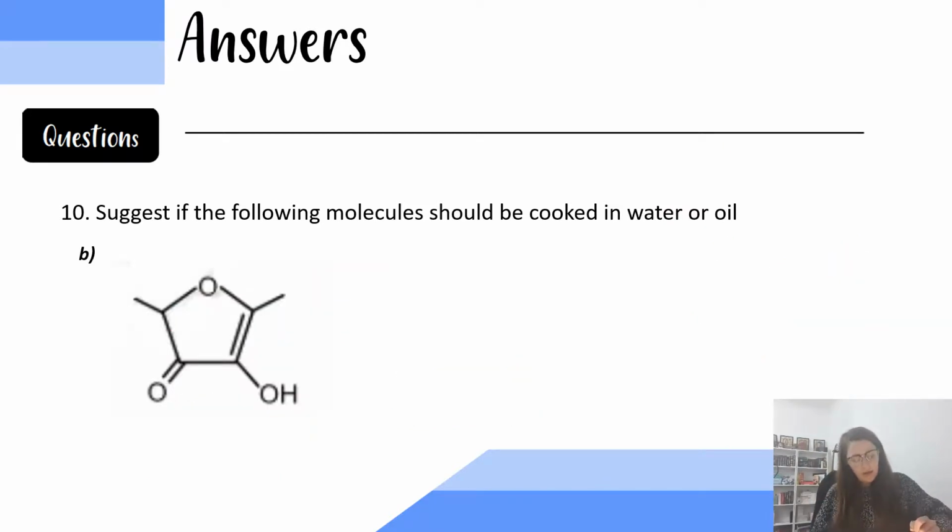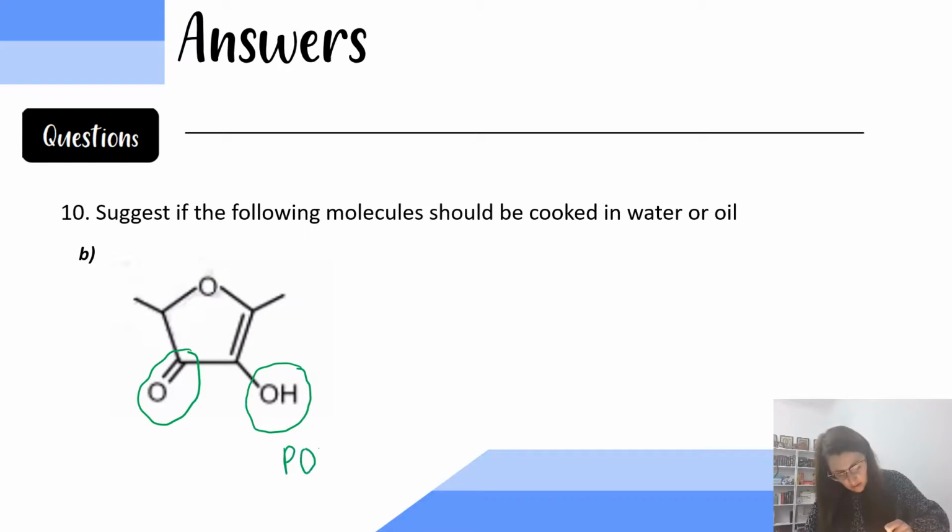For B, we now have a small flavour molecule. We have an OH and a C double bond O. Those are polar. Well, your OH is very polar, C double bond O is slightly polar. Therefore, this whole molecule would be a polar molecule. We want to cook it in something the opposite polarity as itself. So we want to cook it in something which is non-polar, so we would cook it in oil.